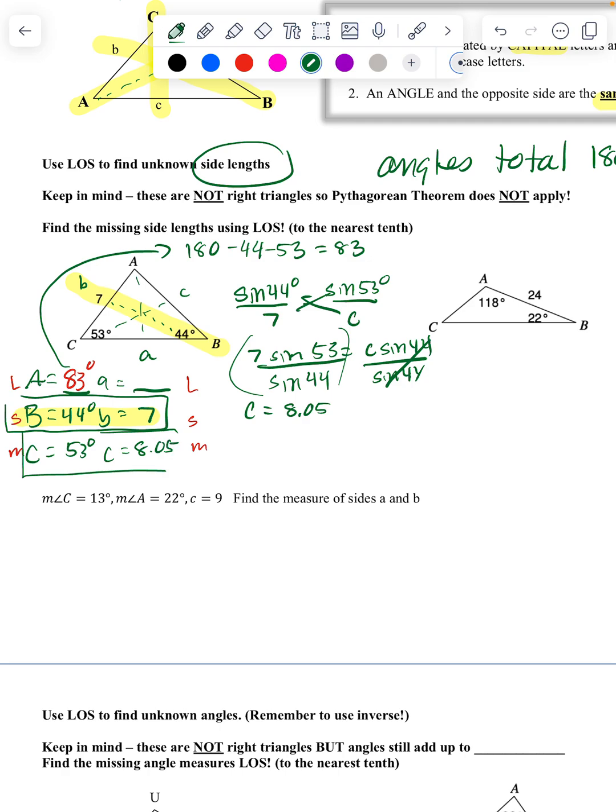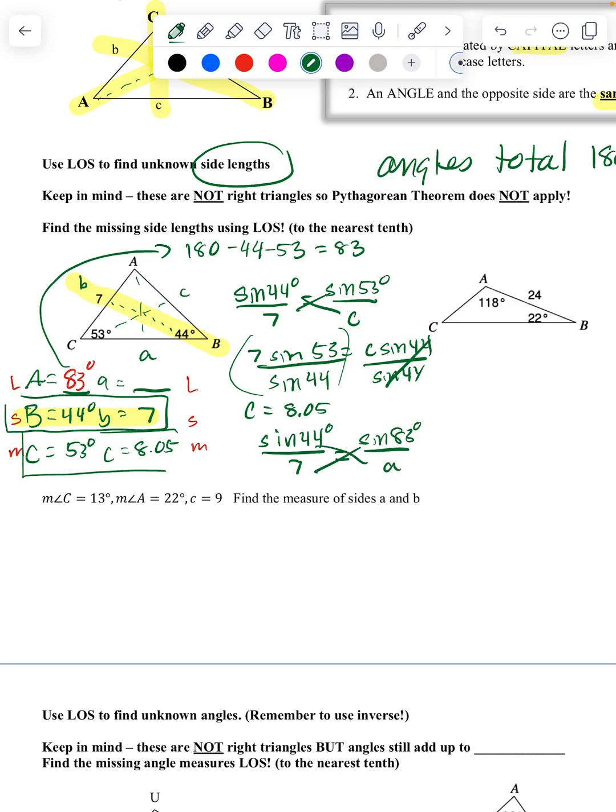And then I have to repeat that information to find side A. So I just go through the whole process again. Sine 44 over 7, because that's the one that I know. So you're always going to have one fraction of information that you were given or that you know. And since I'm trying to find side A, I use the sine of angle A.